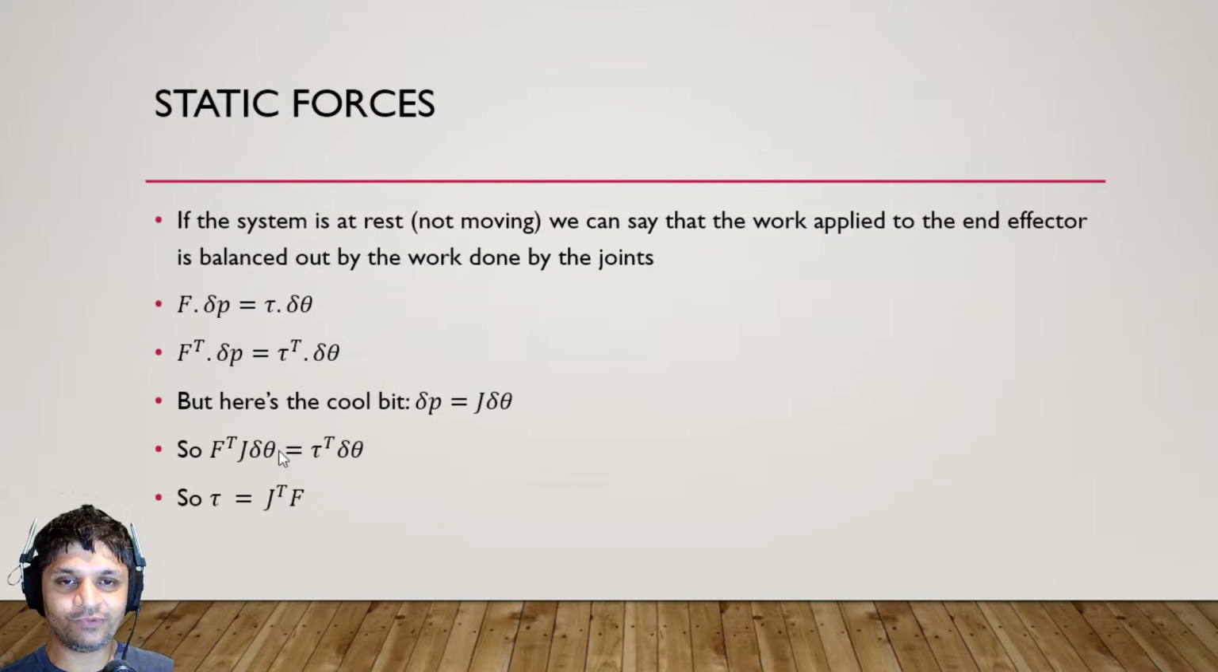So that's cool, because then we can take this delta theta out of the equation, and we just get that F transpose J is equal to tau transposed. And that means we get tau equals the Jacobian transpose times the force. Again, that's a derivation you don't particularly need to know, but you do need to know that tau, which is the joint forces, is equal to the Jacobian transpose times the end effector forces.